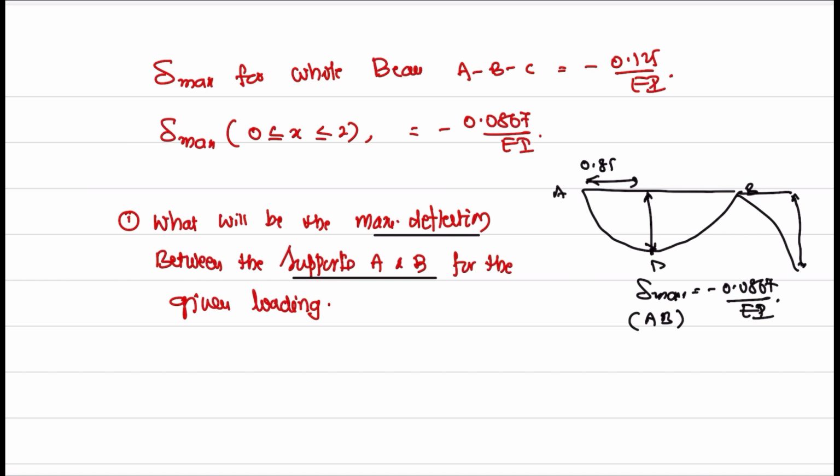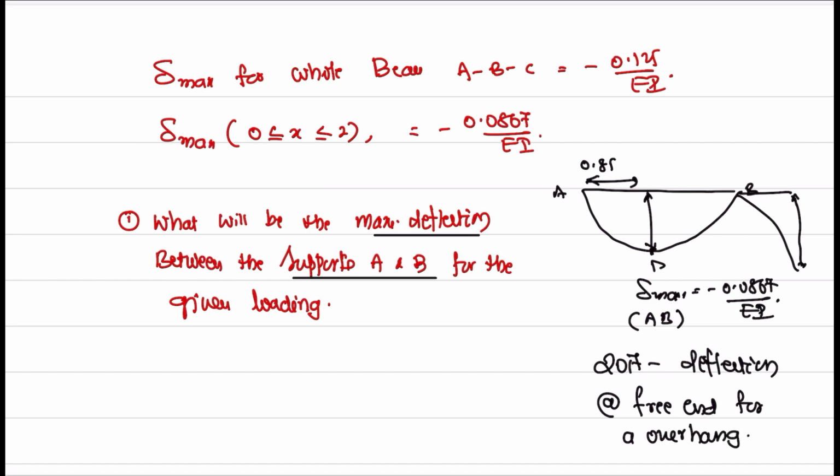They are not asking for the deflection at the free end. There can be a question asking what is the deflection at the free end; that was the question asked in ESE, Engineering Services Examination 2017, deflection at free end for an overhang. The same question need not be repeated. They may ask the maximum deflection, or the point of maximum deflection between the supports.